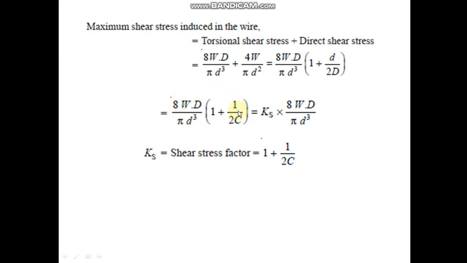You will get this result, 8WD by pi d cube into 1 plus 1 by 2c. This 1 plus 1 by 2c is written as Ks, and it is called the shear stress factor. And this 8WD by pi d cube will be your shear stress. So the final formula will be Ks into 8WD by pi d cube, where Ks is 1 plus 1 by 2c.